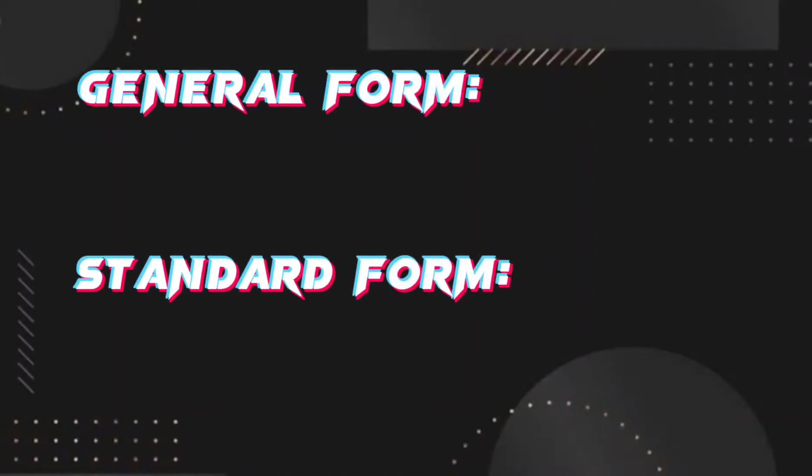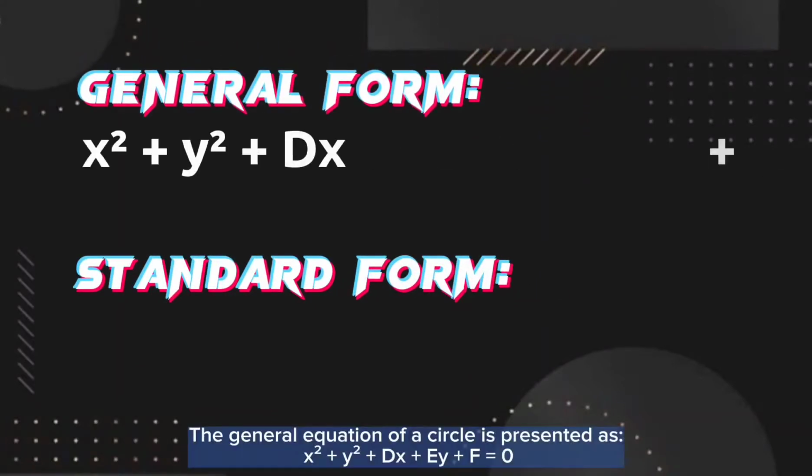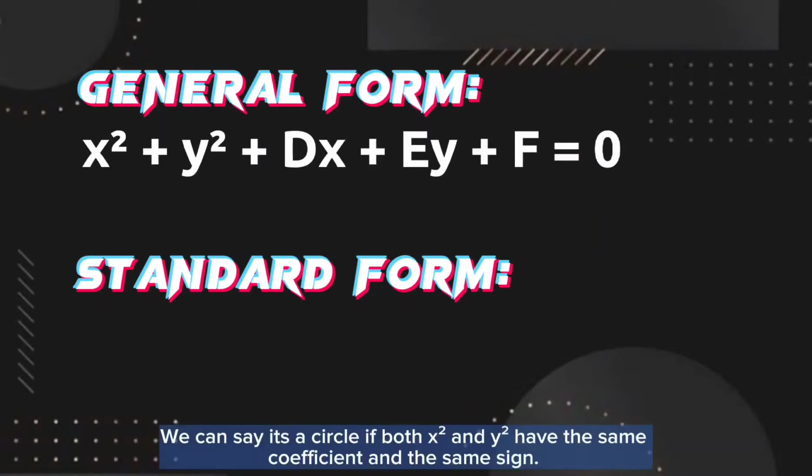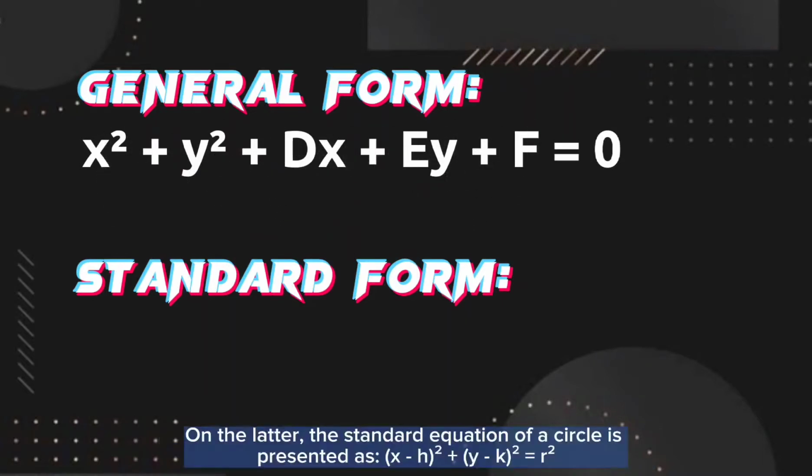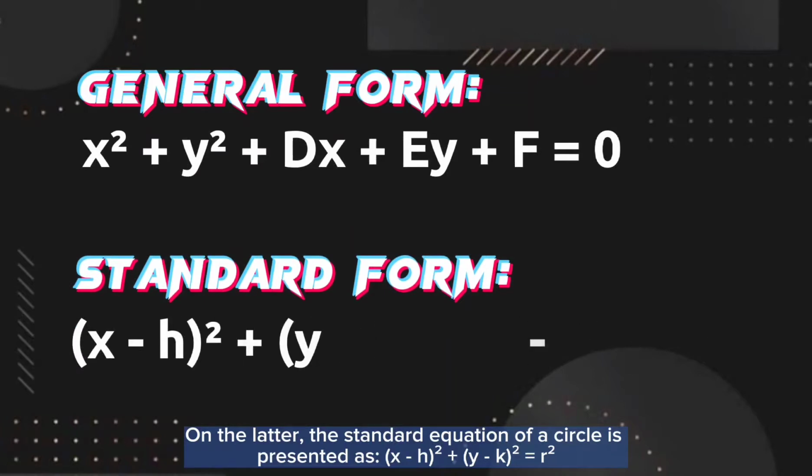circle. The general equation of a circle is presented as x squared plus y squared plus dx plus ey plus f equals 0. We can say it's a circle if both x squared and y squared have the same coefficient and the same sign. On the latter, the standard equation of a circle is presented as (x minus h) squared plus (y minus k) squared equals r squared.